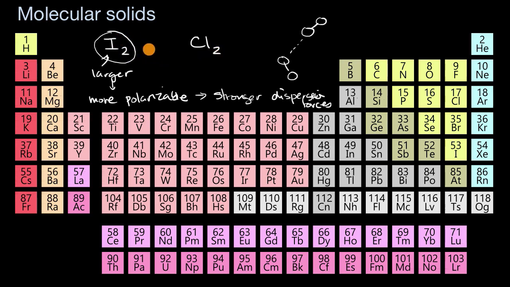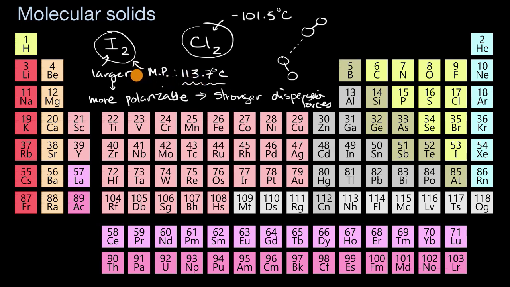And I actually do have the numbers here. So the melting point of a molecular solid formed by iodine, we've already talked about that, that's 113.7 degrees Celsius, while the melting point of a molecular solid formed by molecular chlorine is negative 101.5 degrees Celsius, which is very cold. And so iodine has a higher melting point because of the stronger dispersion forces. Now, as I said, those dispersion forces are still not that strong. This is still not that high of a temperature compared to melting points of other types of solids we have looked at in the past.